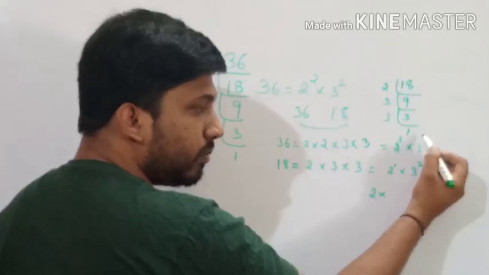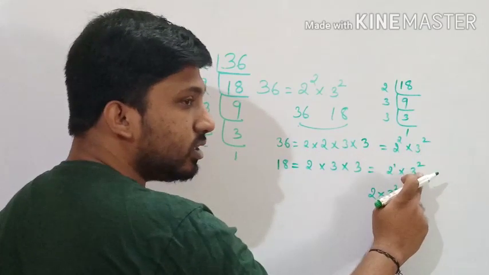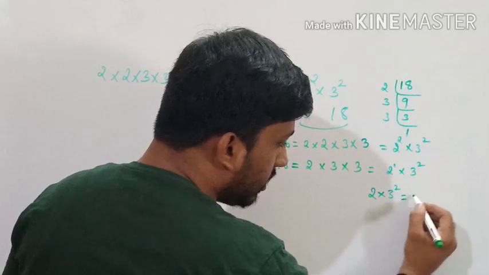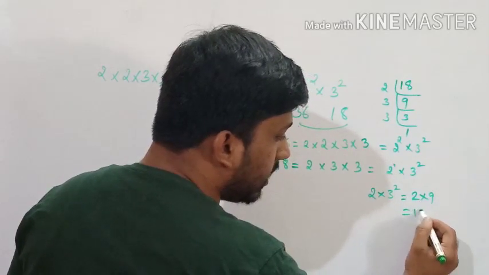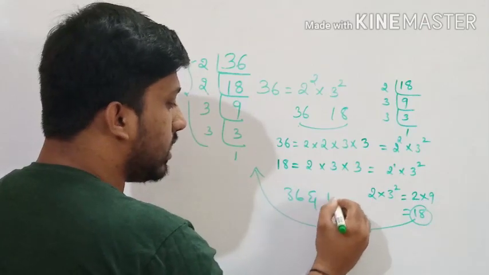This is also common, but both are common. We can take them. If this was, for example, 3 cube and 3 square, it would have been chosen 3 square. So here 2 into 3 square, that is 2 into 9, again 18. So 18 is the HCF of 36 and 18.